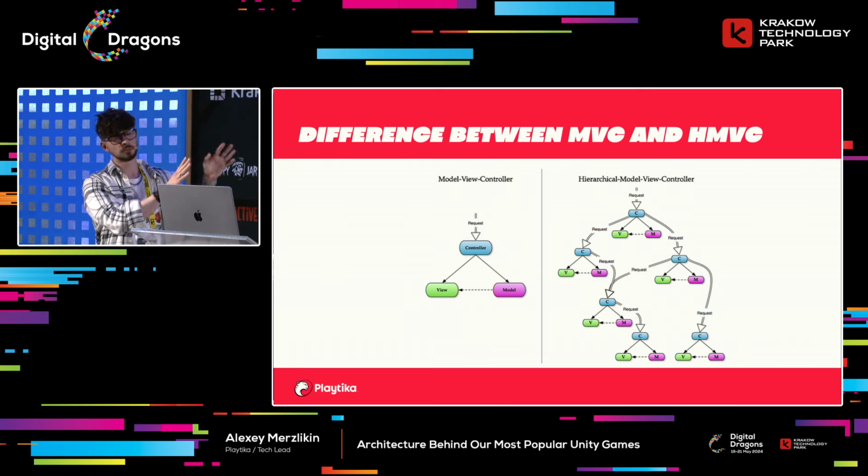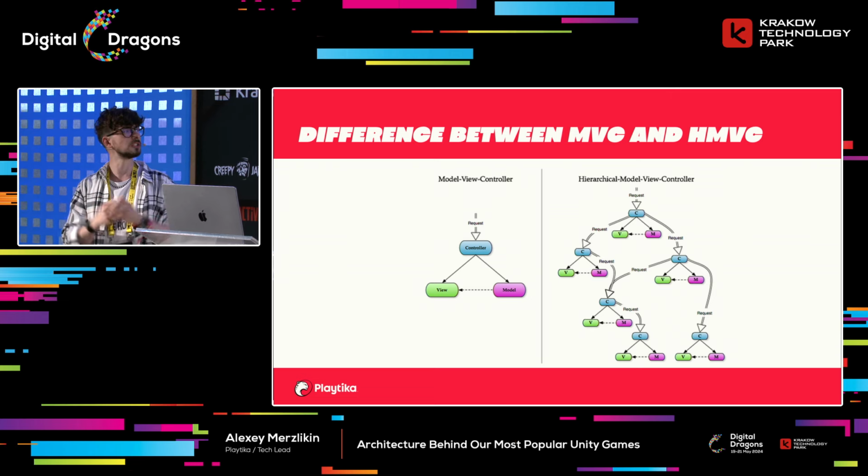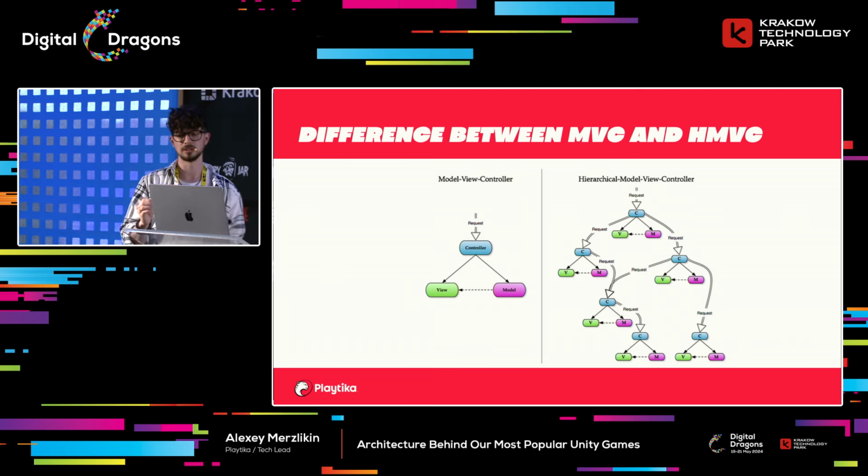Instead of having many entry points where different systems depend on various separated MVC triads, we have a single entry point into the game. And when a particular controller is instantiated, it communicates with other systems to get the needed data.